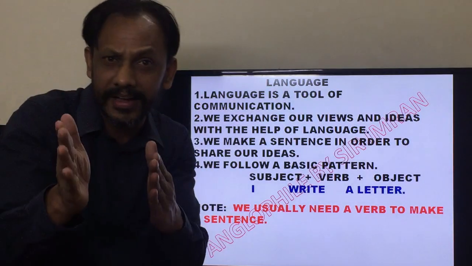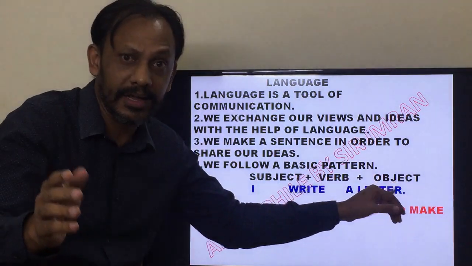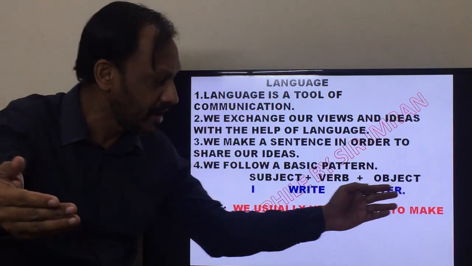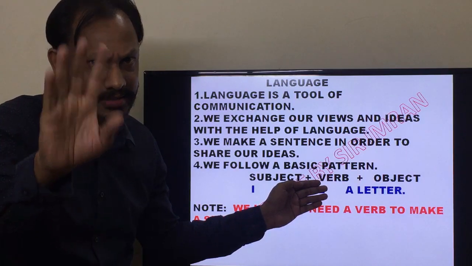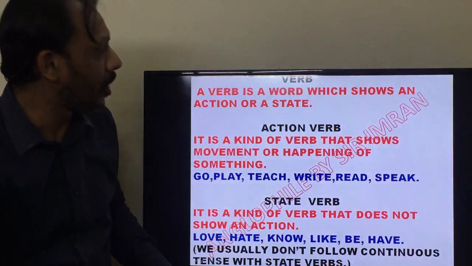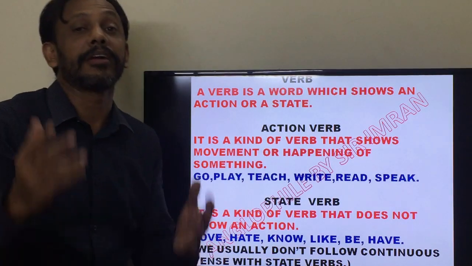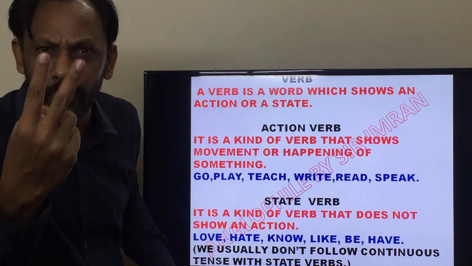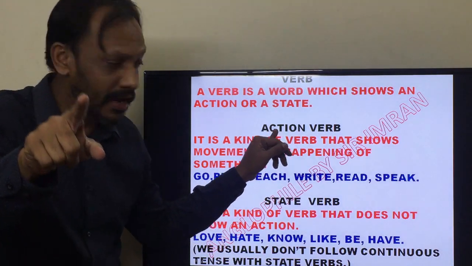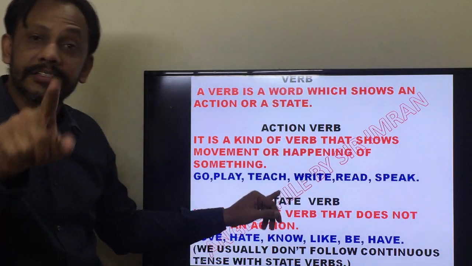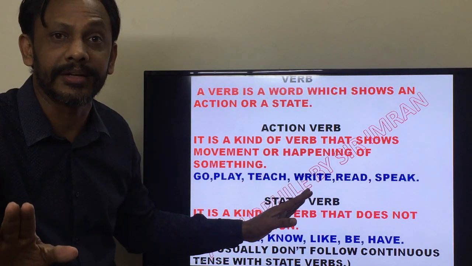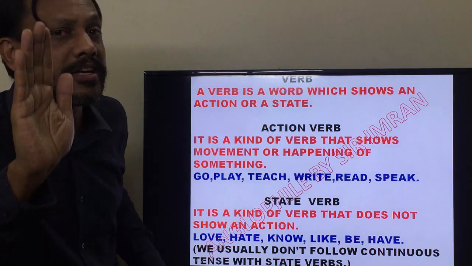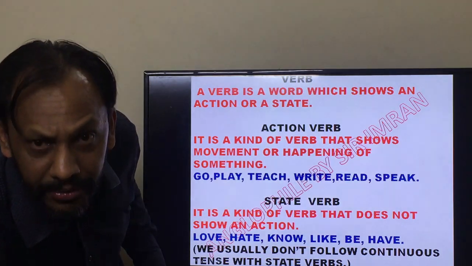Once again, when we make a sentence, we follow subject, verb and object. And I taught you that without a subject, we can make a sentence. Without an object, we can make a sentence. But without a verb, we cannot make a sentence. Agreed? And the next point. How many kinds of verbs are there? There are two kinds. The first one is the action verb and the second one is the state verb. And a state verb means a verb which does not show an action. Very good. Now next point.